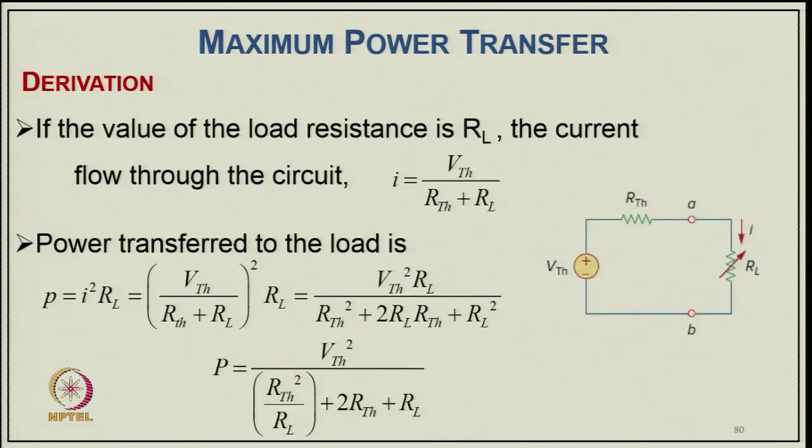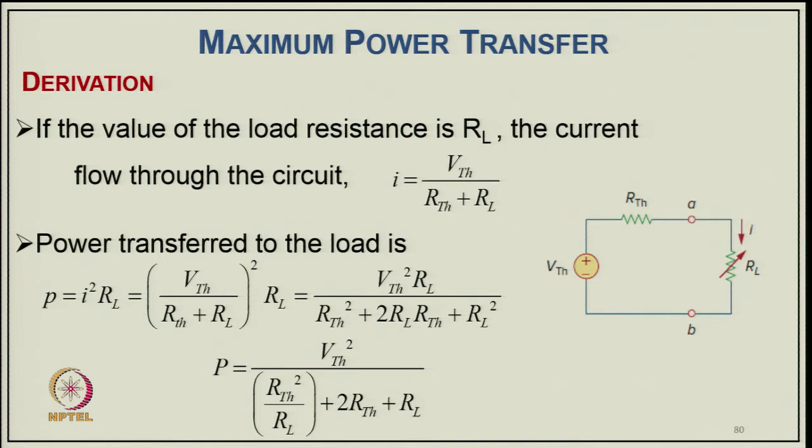So, for the derivation, we have taken a very simplified network, because any network can be simplified to an equivalent Thevenin network. If the value of the load resistance is RL, then the current flowing through the circuit will be I equal to VTH divided by RTH plus RL. Now we can find the power transferred to the load, that will be P equal to I squared RL, or VTH divided by RTH plus RL, that is the current, squared, into RL, and that will be VTH squared into RL divided by RTH squared plus 2 RL RTH plus RL squared, and the power will be now from this.